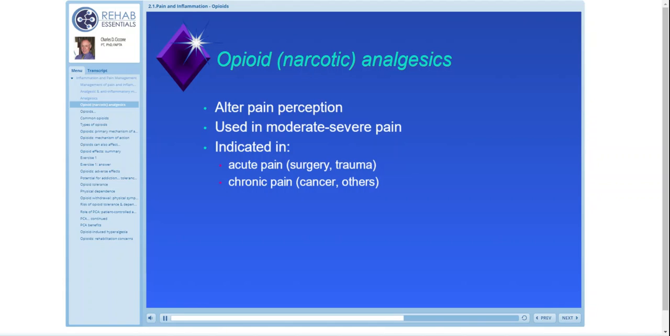So they're indicated in both acute situations. We see them very often after surgery, after trauma, but also in chronic situations. Opioids have always been a mainstay in treating cancer-related pain, improving quality of life, especially in advanced cancers. But we do see them used in other chronic situations, including chronic back and neck pain. And I'll try a little later to explain why we're trying to rethink how we might use these drugs more effectively for long-term periods of time, for more chronic situations.